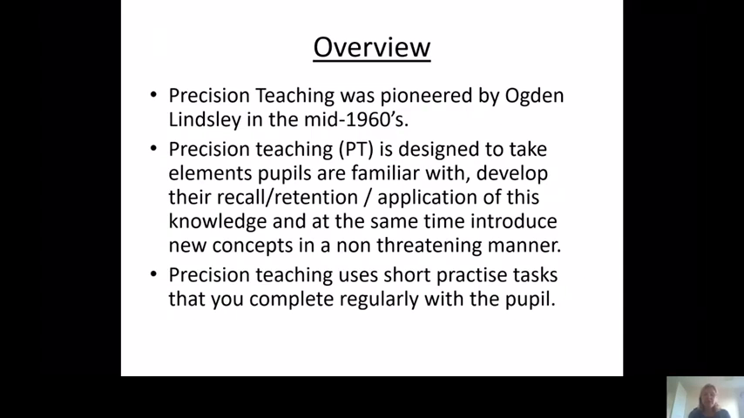Precision Teach uses short practice tasks that you complete regularly with a pupil. It's all about practicing daily, present information in the same way, present it randomly so they don't learn the sequencing, so it's not solely rote. But also, if you're doing it every day, after 3 days, change what you're doing if they've not got it. Try looking at something else.